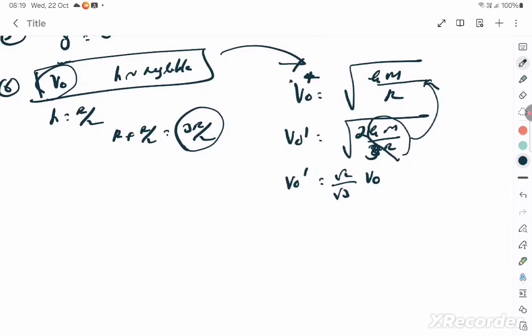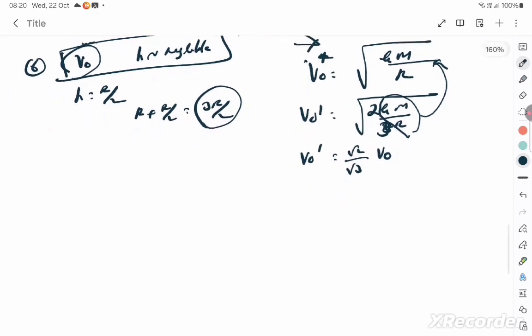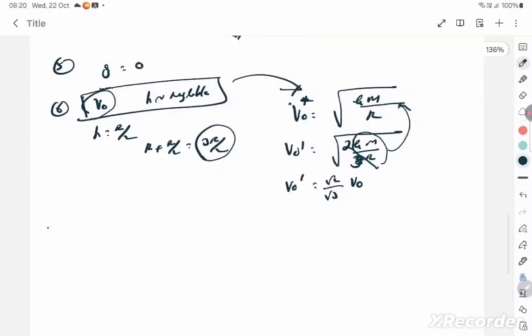The orbital velocity of an artificial satellite in a circular orbit just above the surface of the Earth is V0. For a satellite orbiting at an altitude of half the Earth's radius, what is the orbital velocity? Okay, so that's the next question. So let's continue, and then I'll read out the next question.